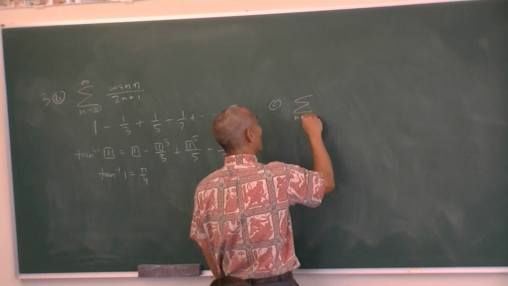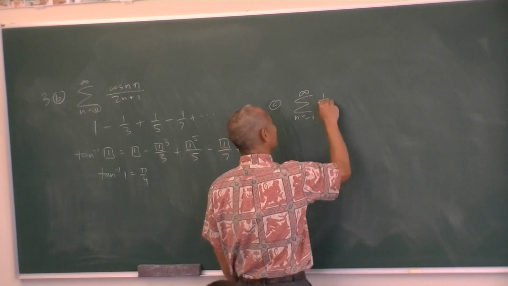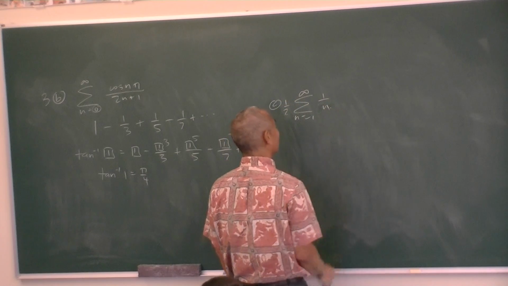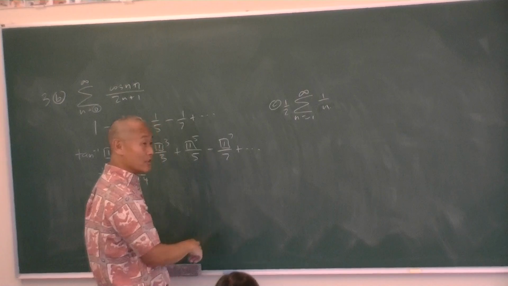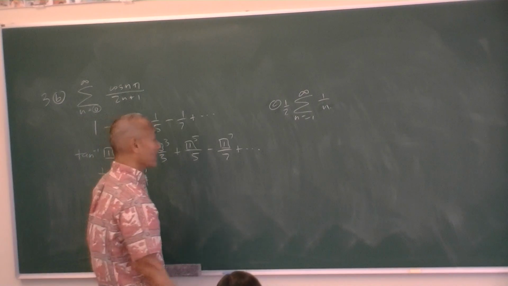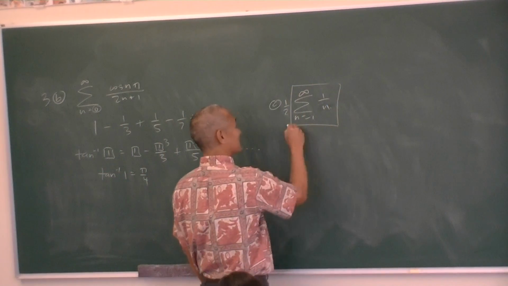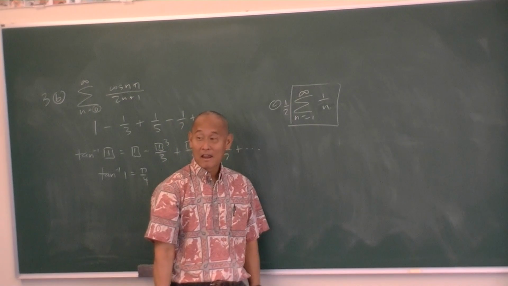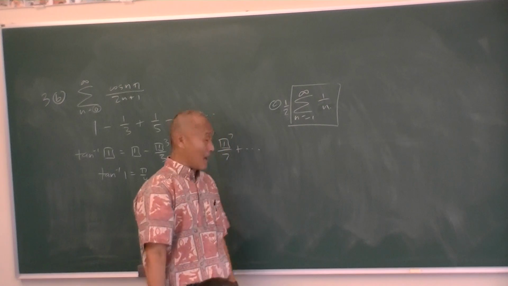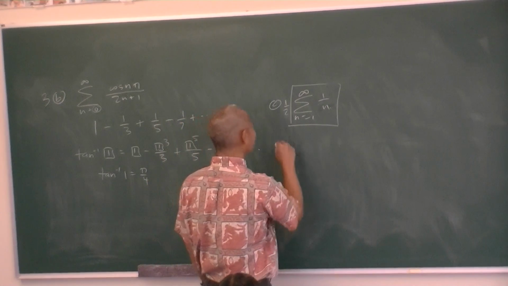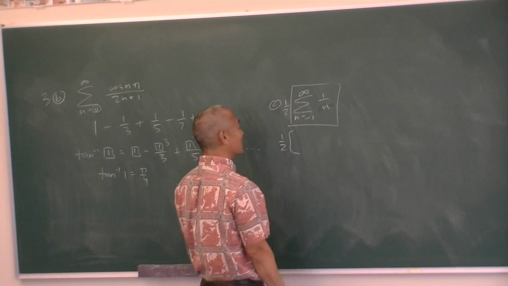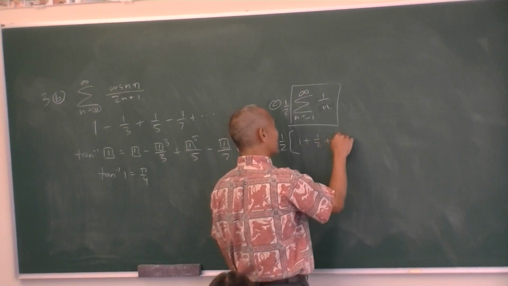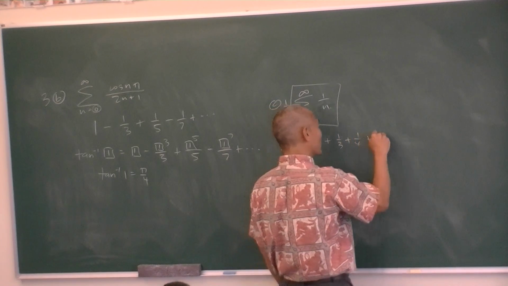Sigma n equal 1 to infinity 1 over 2n. Now the first thing, can I take this 1/2 and put it out here? Yeah, anytime you have a constant, you can put it on the outside. Now, look at this. Okay, let's write it out. If you don't know anything, write it out. Plug in 1, 2, 3, 4. 1 plus a half plus a third plus a fourth, and it goes on forever.